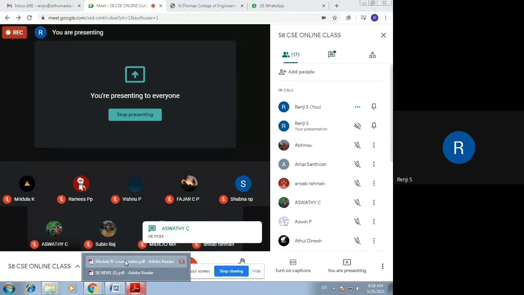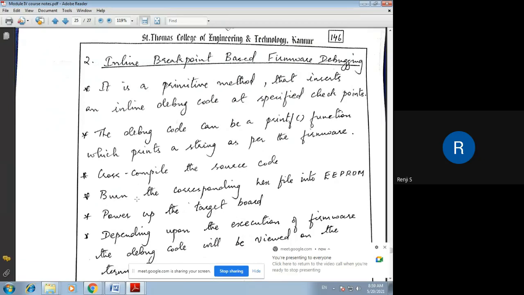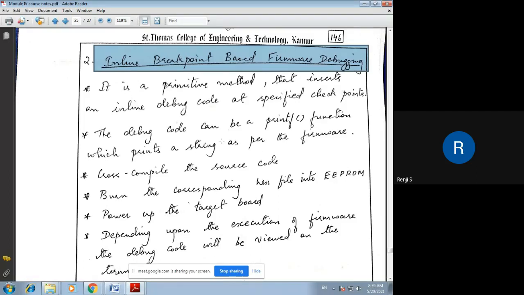Okay. So the next technique for firmware debugging is the inline breakpoint based firmware debugging technique. We have discussed it in the last class. For example, when we are writing a C program and it is not working correctly at certain points, we insert certain statements into the program. If I want to find out the value of a variable at a particular point, I just write a printf statement to print the value of that variable. After running, I will get the value of the variable on the screen, and I can check if it is correct or if something is wrong.